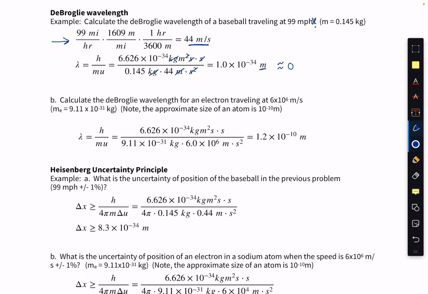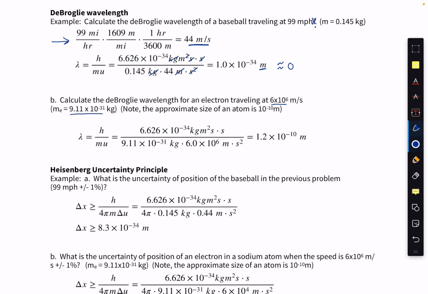So at the macroscopic level, when someone throws a baseball, do I need to be concerned about wave-particle duality? No. I can think of the baseball as a particle. All of the classical physics equations that just deal with particles and ignore all the wave stuff are perfectly fine. But let's repeat the same calculation for an electron, traveling at 6 times 10 to the 6th meters per second, about 1% of the speed of light. It seems fast, but compared to the speed of light, it isn't really that fast.